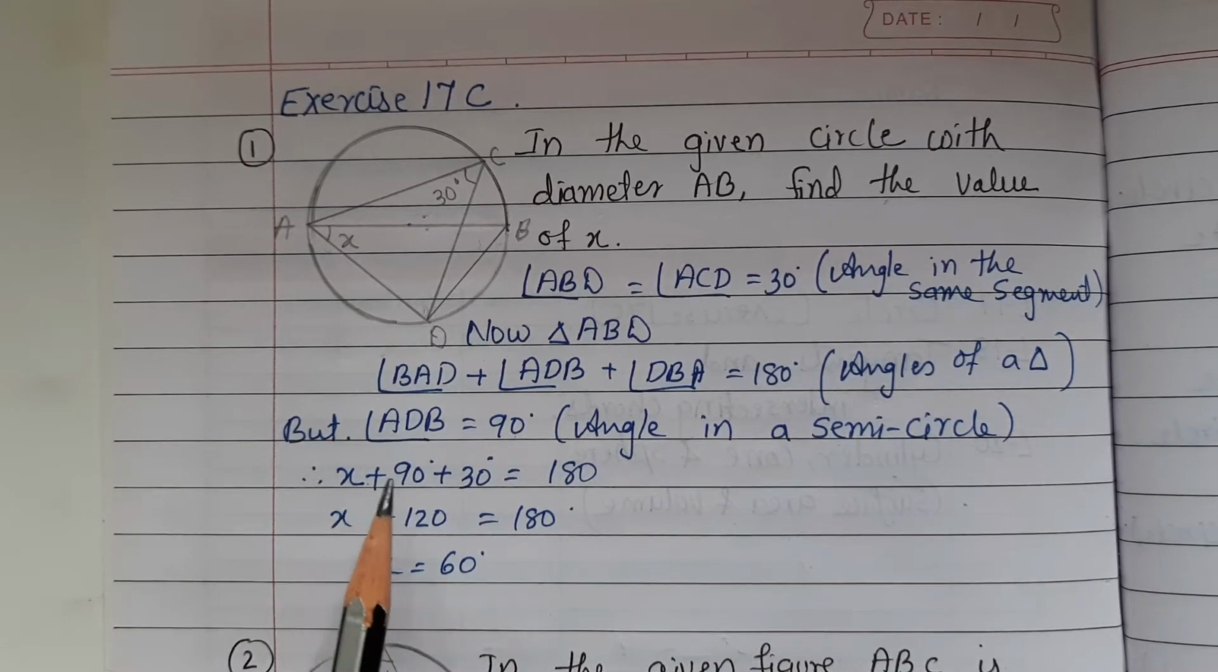Therefore, x plus 90 plus 30 equal to 180 degrees. x plus 120 equal to 180 degrees. Therefore, x equal to 60 degrees.